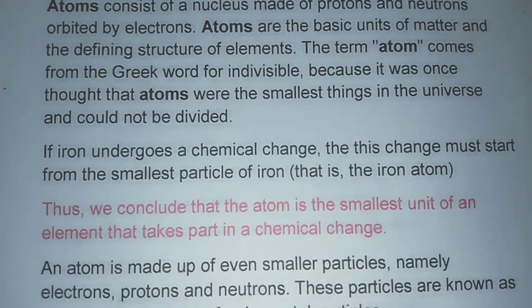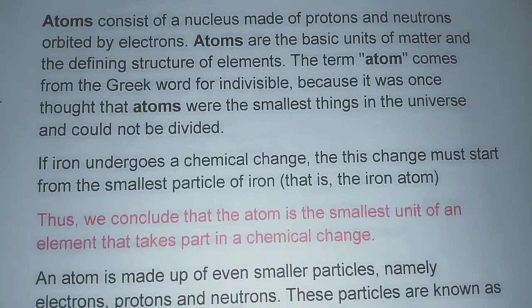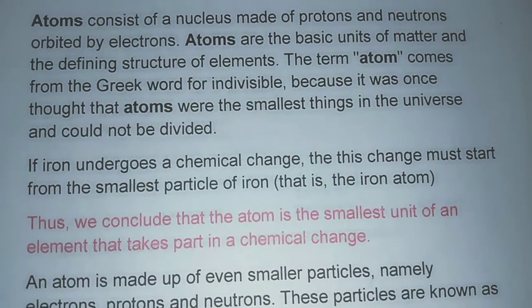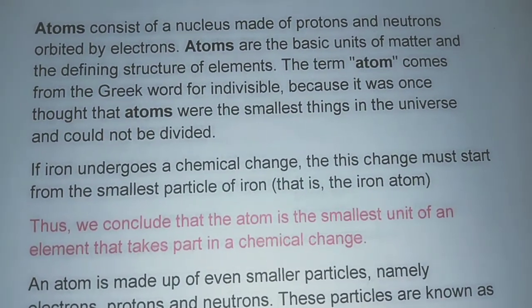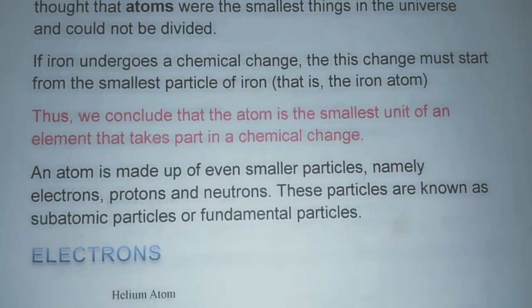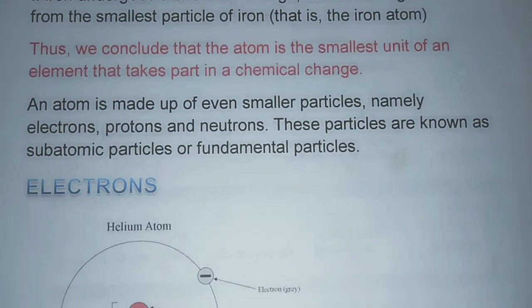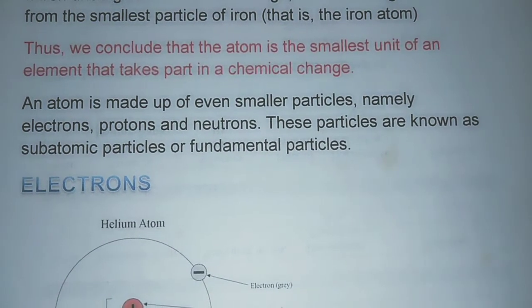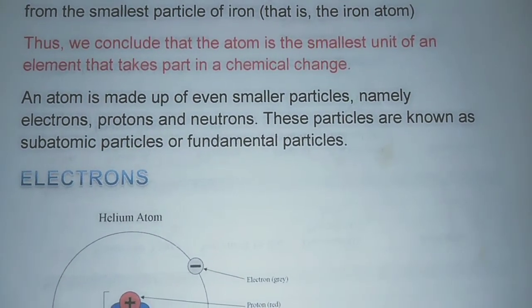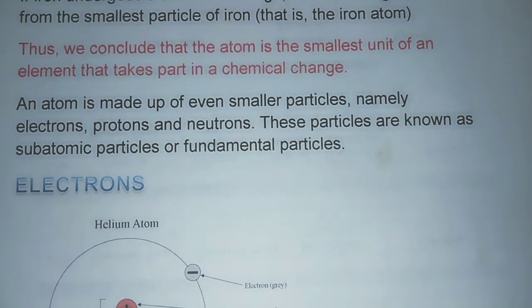The term atom comes from the Greek word for indivisible, because it was once thought that atoms were the smallest things in the universe and could not be divided. If iron undergoes a chemical change, this change. Thus, we conclude that the atom is the smallest unit of an element that takes part in a chemical change.